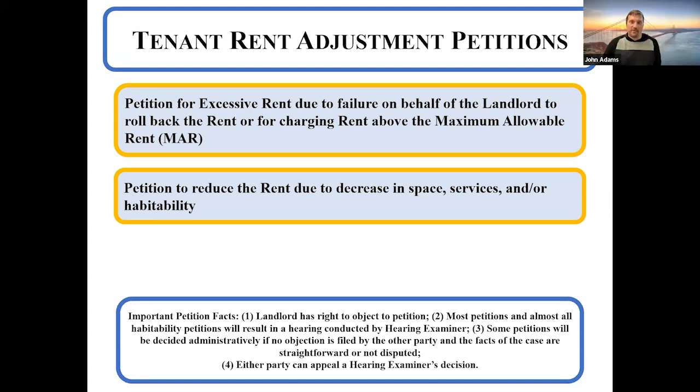For example, if a unit had parking and the landlord removes the parking, the tenant could petition to reduce the rent on the loss of the parking service.